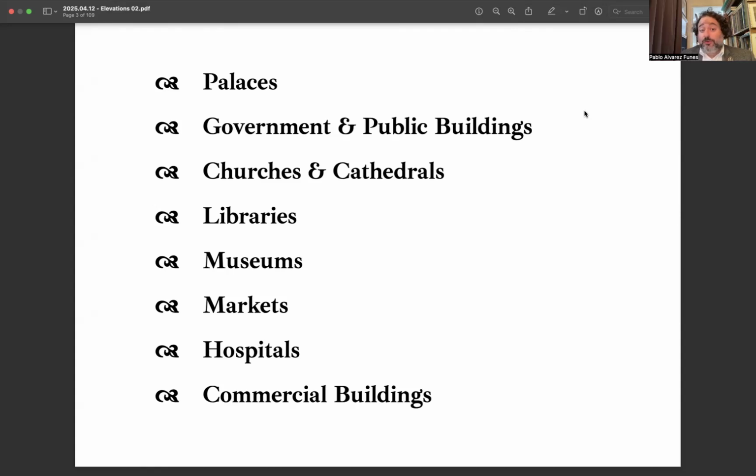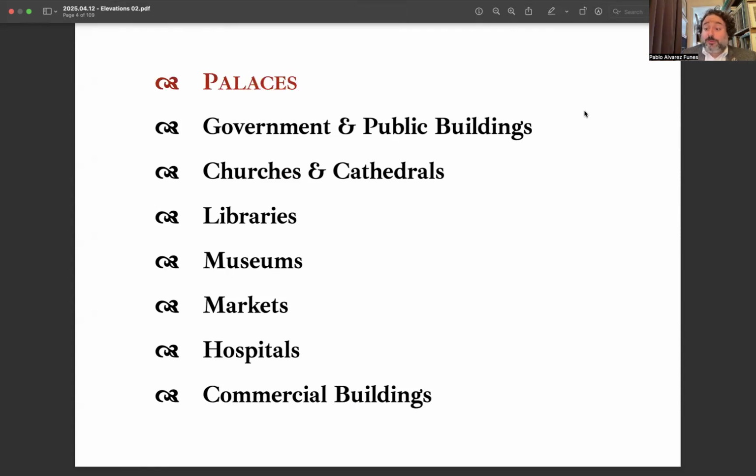Churches and cathedrals, of course, because of the importance of religion through the ages, and Christianity in particular in Western Europe and the Americas. Libraries, which despite being a very old thing that has always existed, only became a proper typology recently. Museums, which is the same. Markets, hospitals, and commercial buildings. So we're going to see the length of the parts vary. Some parts will be longer than others, but I hope that you will enjoy all of them.